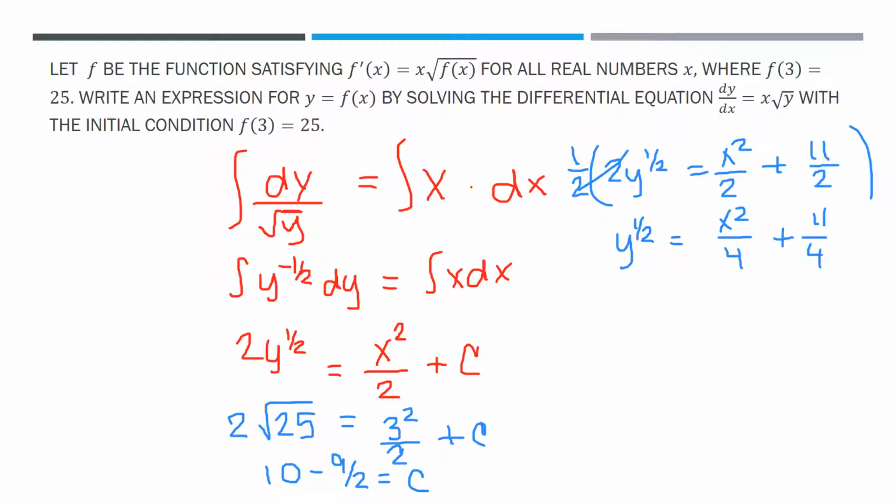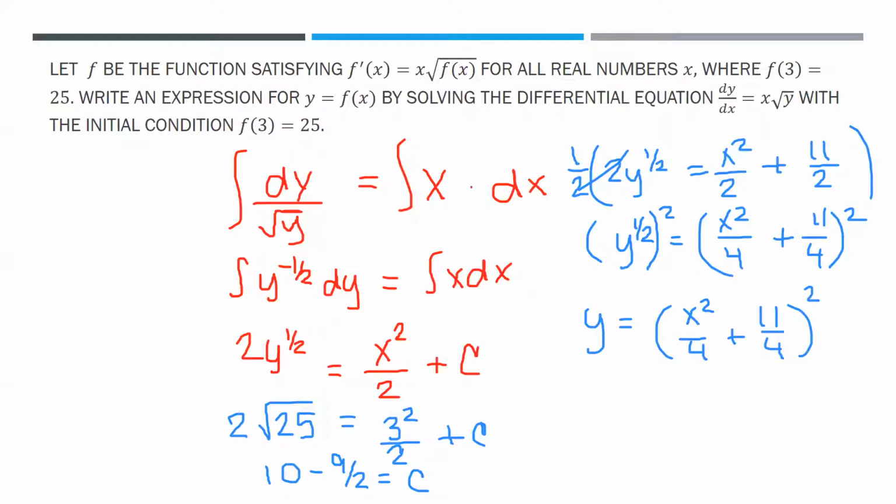And then that's a square root. So how do you get rid of a square root? You square it. So we have to square both sides. And we get y equals x squared over 4 plus 11 over 4, squared. And that is the solution, or the expression, for y equals f of x with that given initial condition.